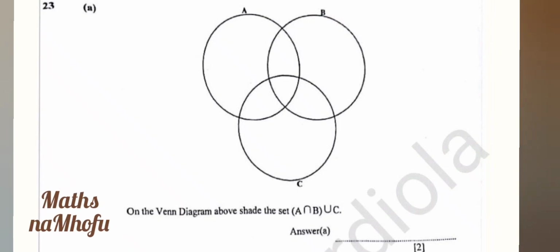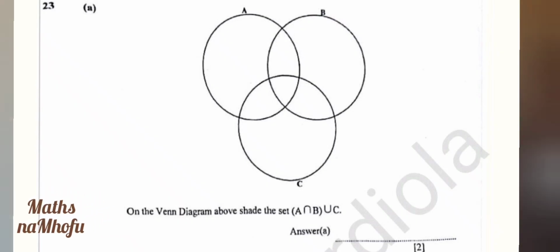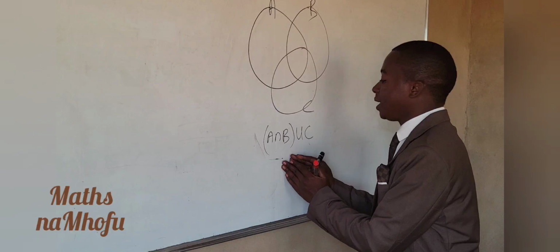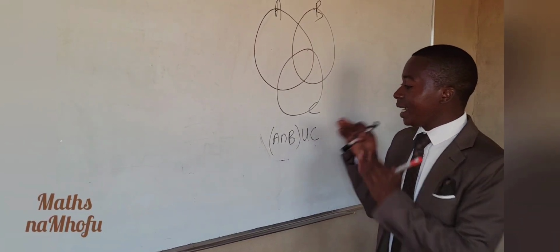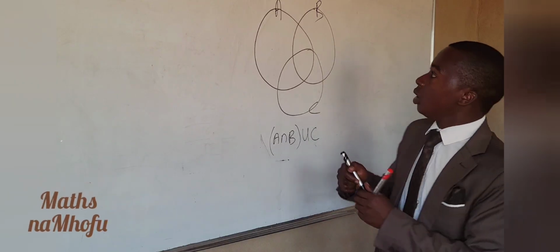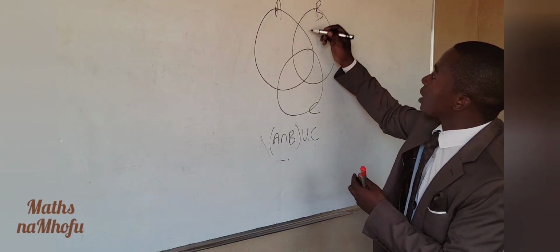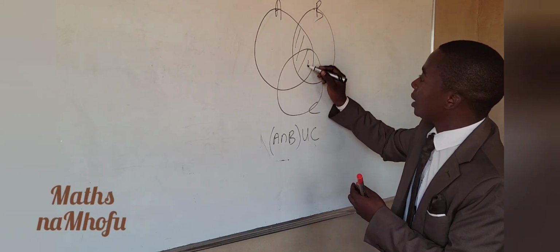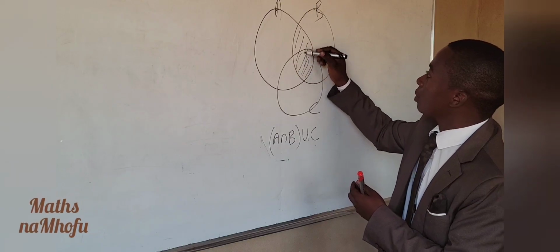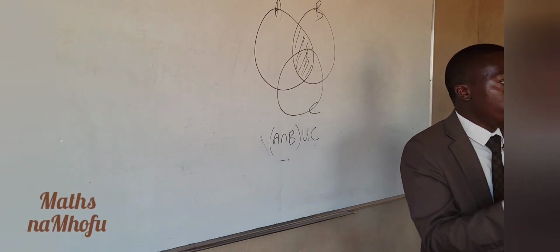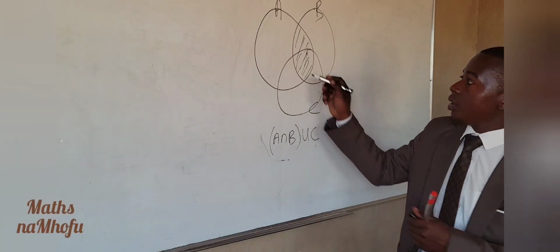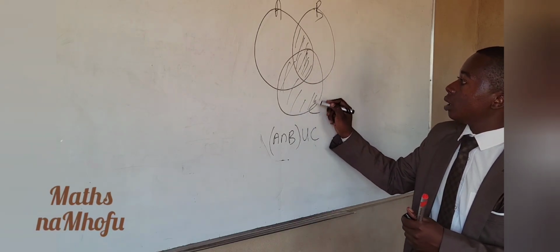We are asked to shade A intersection B union C. So we first shade A intersection B, which is this part. A intersection B is this whole part, right? We shade it neatly. Union C. So we are going to mix it with what? C. Then we will shade this whole C.